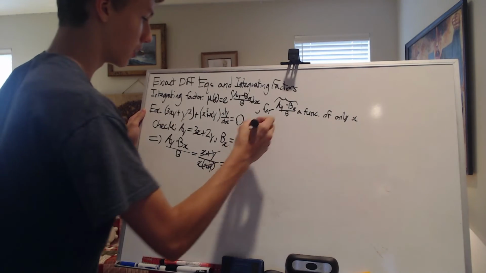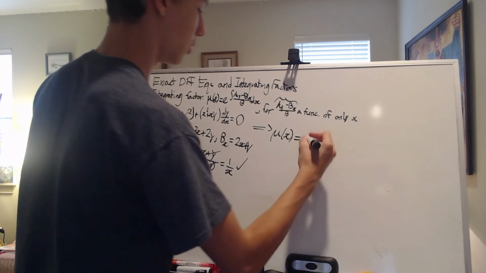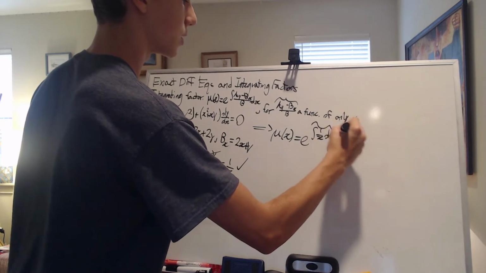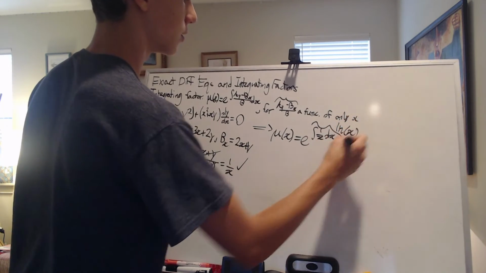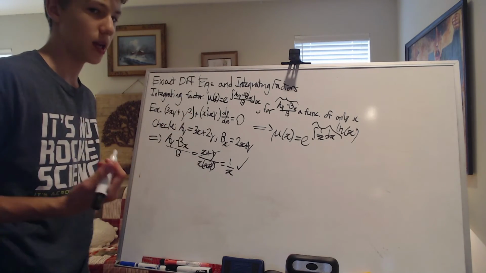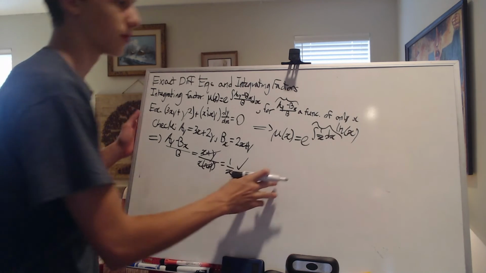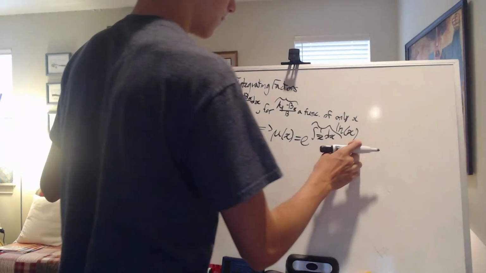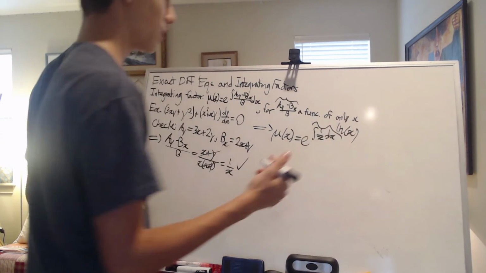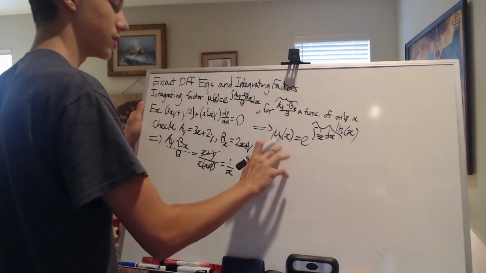So that means that mu of x is equal to e to the integral of 1 over x dx, but notice that that's just natural log of x. Again, we needn't worry about this absolute value. It'll create an extra constant anyway, so we don't really need to worry about it. Okay, let's see what this gives us.